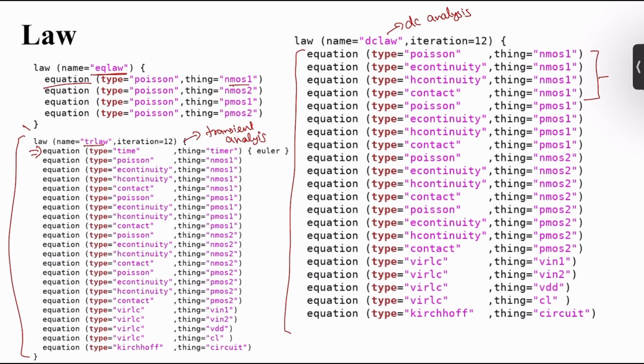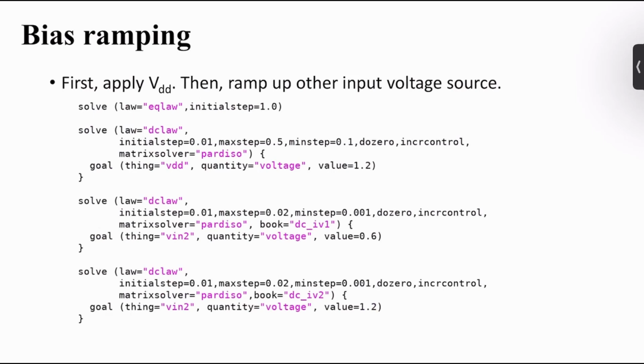So if we want DC analysis or transient, then we have to write this. In transient analysis there is one difference: we have to introduce a timer function also, that is, a time function. As we know, in transient analysis the x-axis sweeps with time, so that's why there is a timer equation, and this will be some current or voltage. So now coming to the bias ramping.